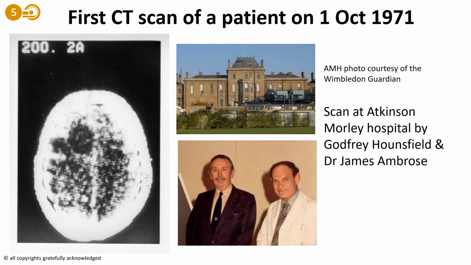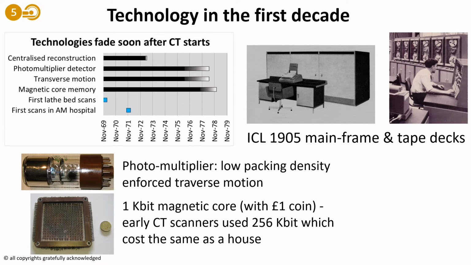This is the first CT scan of a patient, which was 1st of October 1971. And I'm going to use this scan and the scans by the prototype in the previous slide as kind of markers on a timeline. In the top left of this slide, there's a time chart, and the two little blue squares are marks for the first CT scans in the laboratory, scanning excised tissue, and the first scans in the hospital, scanning clinical patients and changing the patient management for them.